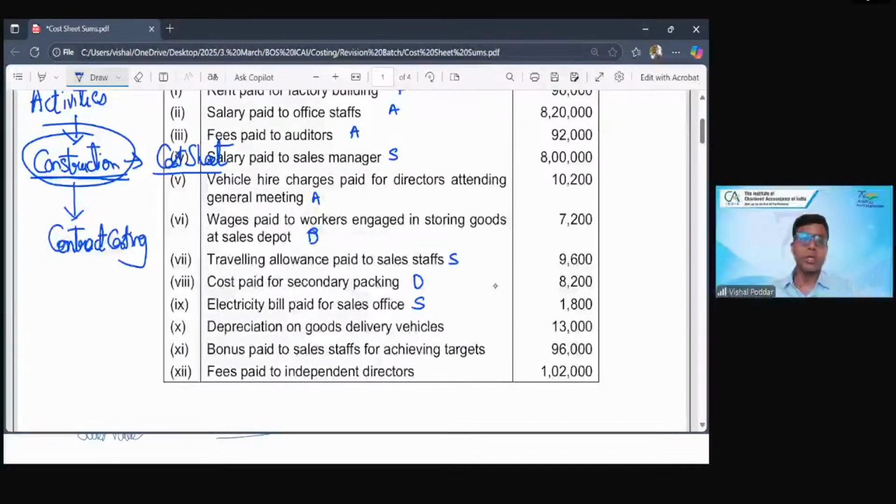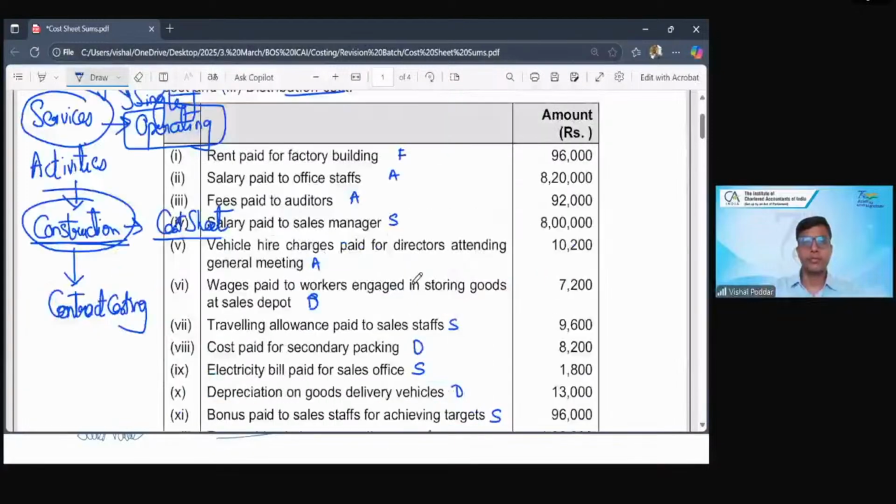Depreciation of goods delivery vehicle. Okay, so delivery vehicle again distribution. Bonus paid to sales staff for achieving the targets. Definitely this is selling. Fees to independent directors, administration. That's it.